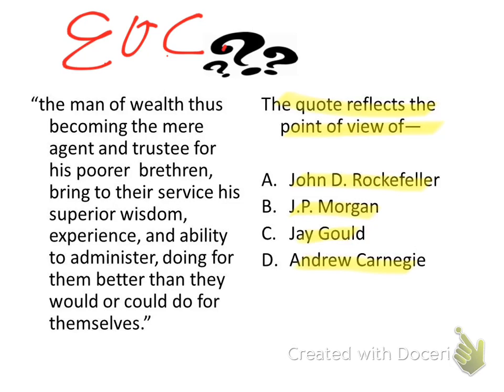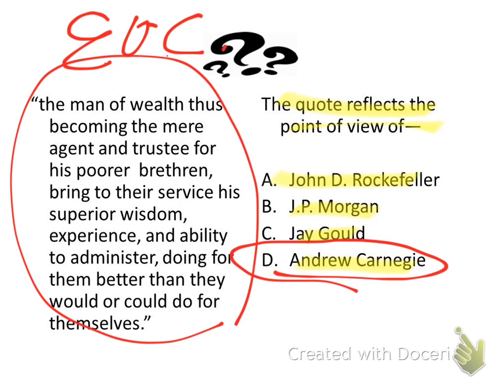Well, the correct answer is A. No, I'm sorry. Oh, I made a mistake. You may want to write this down. It happens so rarely. Let me change my answer. I believe that would then actually be Andrew Carnegie, letter D. Why? Because of the Gospel of Wealth. Basically, what he's saying is that the rich man is smarter than the poor man, and therefore the rich man should essentially tell the poor man what to do.